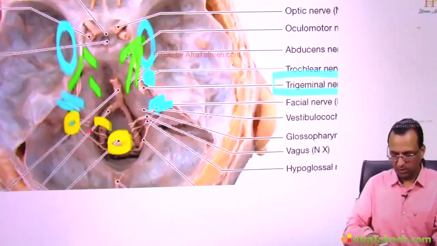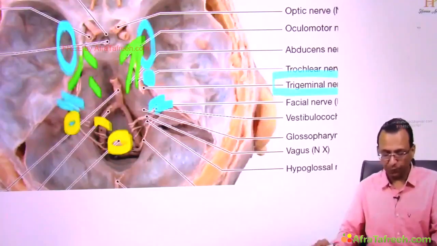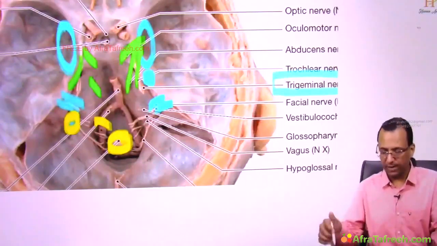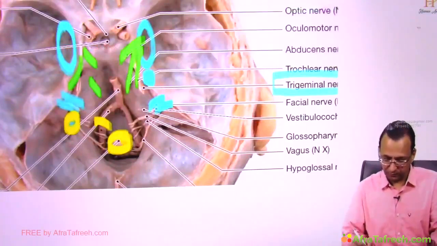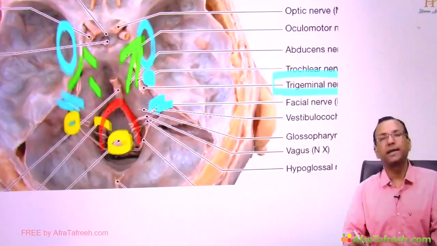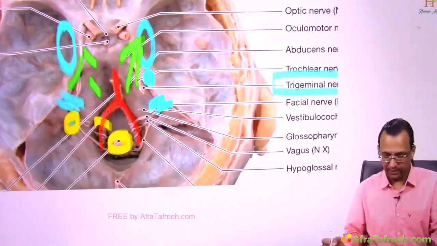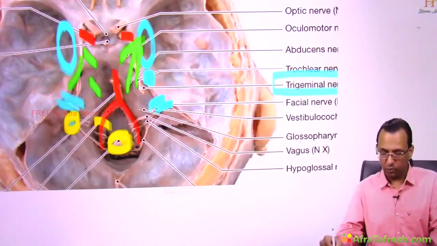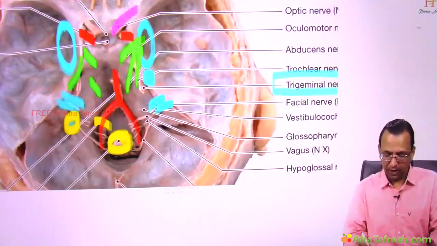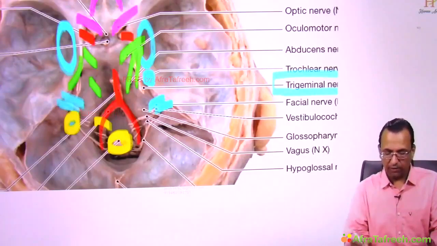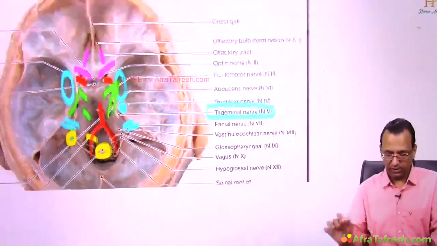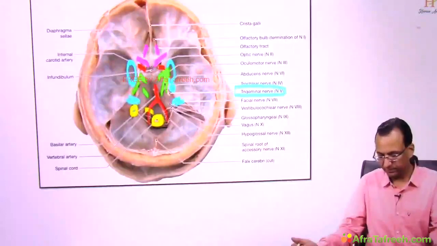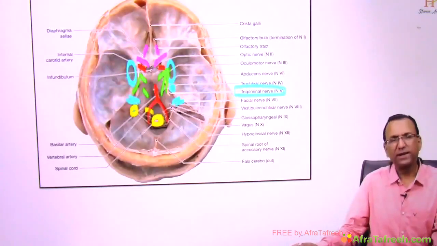What are the other things? This diagram has some other details also. This is the vertebral artery coming to enter the cranial cavity, forming the basilar artery, and this is the internal carotid artery, which has come out of the cavernous sinus. That is the optic nerve, and that is the olfactory tract. But these things are not very clear, so we want to see a clear picture now.